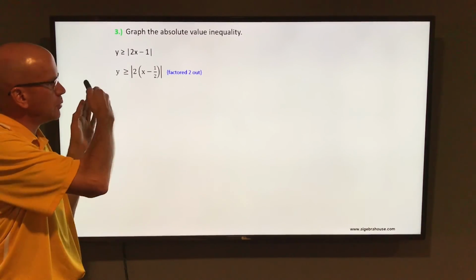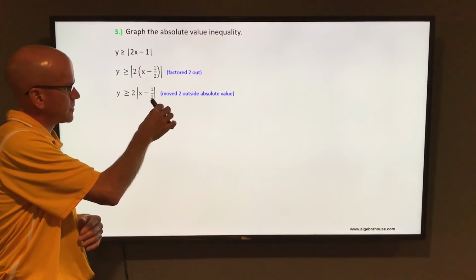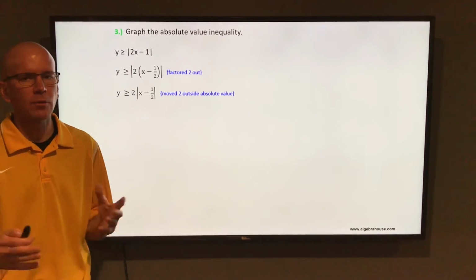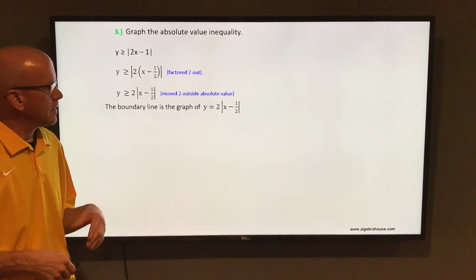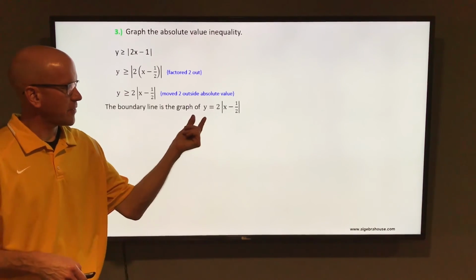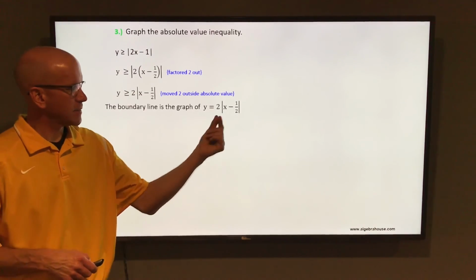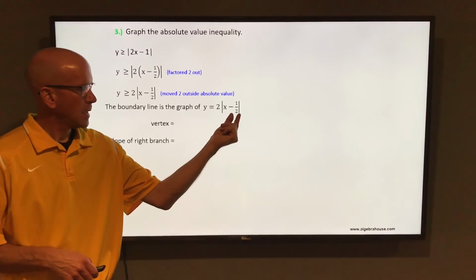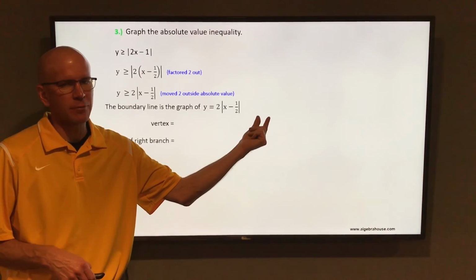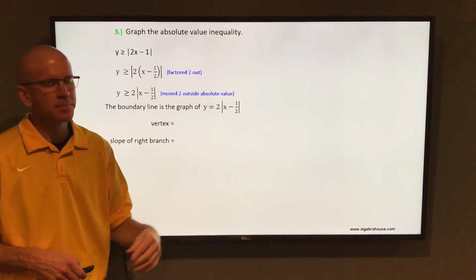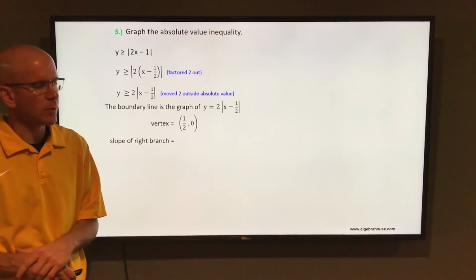Now we're going to move that 2 out in front of the absolute value. So it's y is greater than or equal to 2 times the absolute value of x minus 1/2. Now that's in general or standard form, where it's a times the absolute value of x minus h. First step is to pick out the vertex. We're going to graph the boundary y equals 2 times the absolute value of x minus 1/2. The vertex is located at (h, k). Now h is this 1/2. The x-coordinate of the vertex is 1/2. There is no k showing out here after the absolute value sign. It's just going to be 0. So the x-coordinate of the vertex is 1/2. The y-coordinate of the vertex is 0.